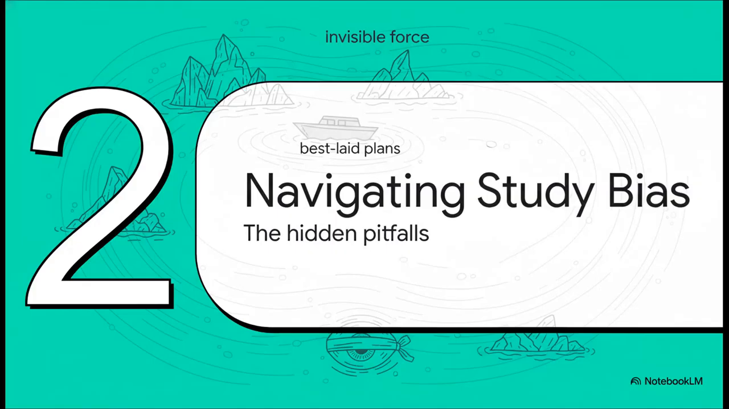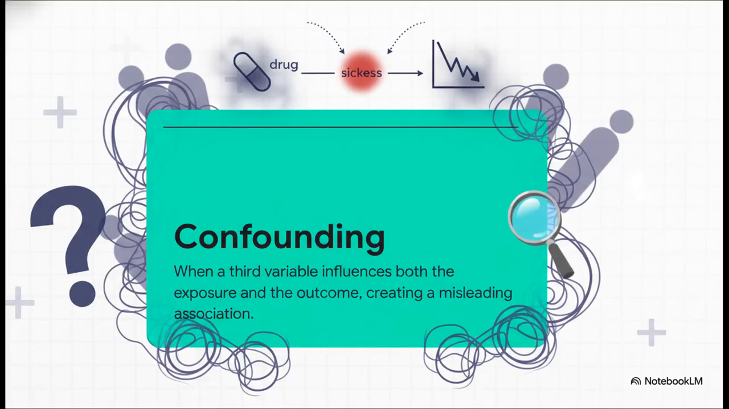All right, so you've got your question, you've got your design, you're feeling good. But now you have to navigate the minefield of bias. This is that invisible force that can totally wreck even the best laid plans. And confounding. Confounding is probably the biggest monster hiding in that minefield. It's this third factor, just lurking in the shadows, that messes everything up.